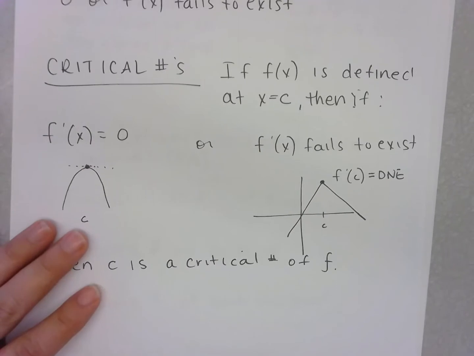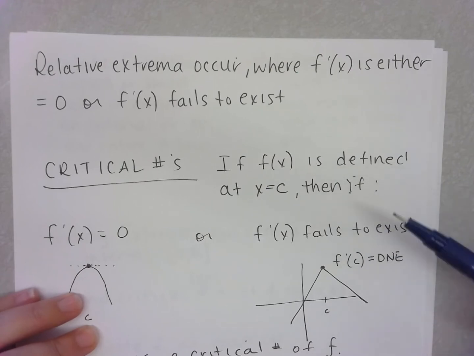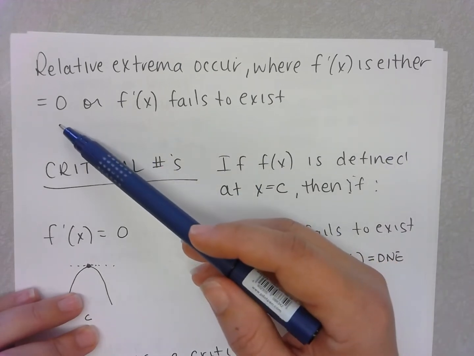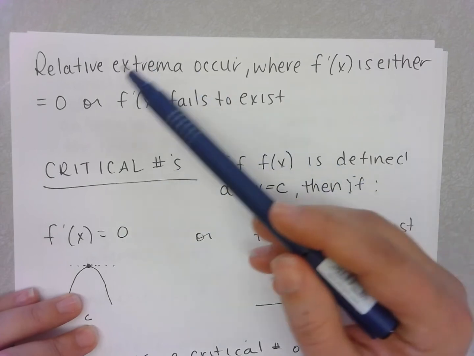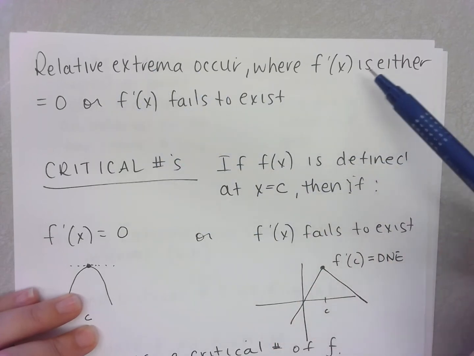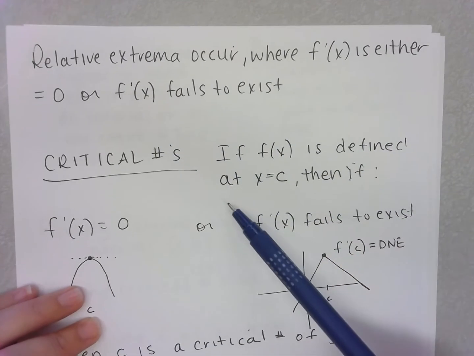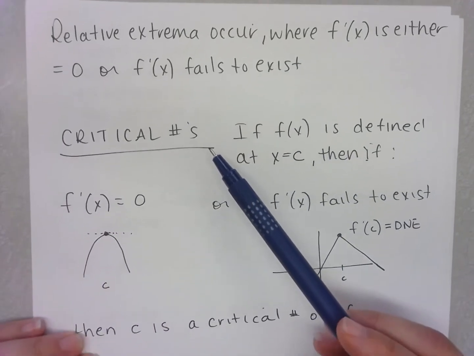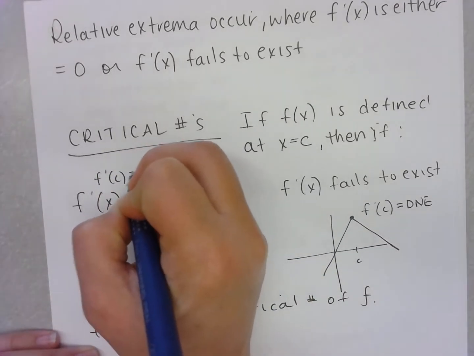Okay, so relative extrema, which is what we just looked at, the high and the low in the vicinity, occur where f prime of x is either equal to 0, which is what we just saw, or where f prime fails to exist. And we call these numbers critical numbers: if I plug in a value c and I get f prime of c is equal to 0, or if f prime of c fails to exist, then we say that c is a critical number, okay?